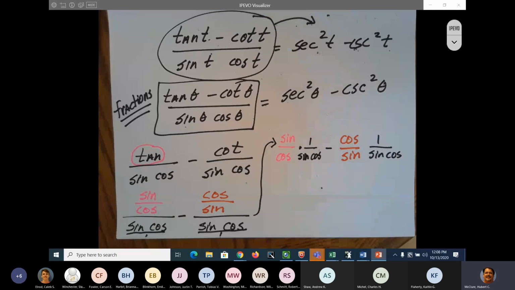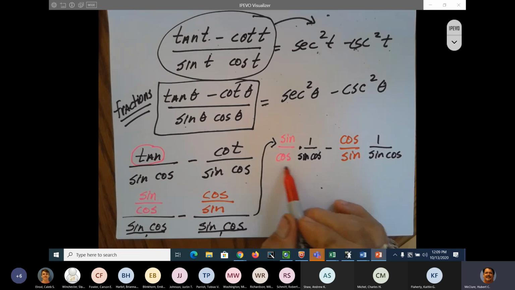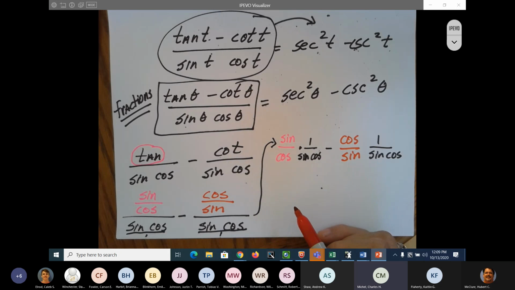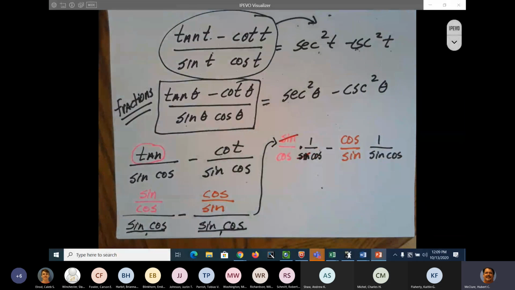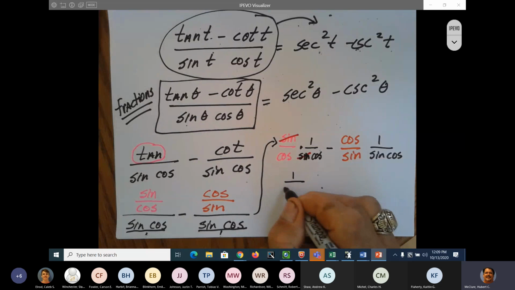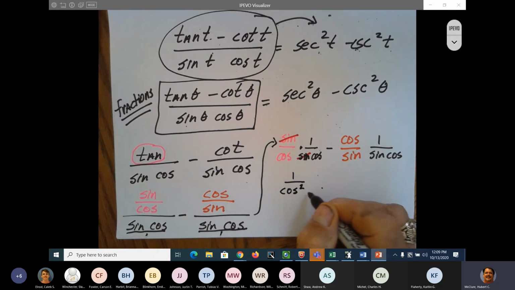All right, now I want you to finish it. You should be able to finish it. I've done the hard work for you. Somebody tell me what happens on this side. The sines cancel out, and tell me what you're left with. 1 over cosine, 1 over what? Cosine squared. Oh my goodness, that may be an identity.